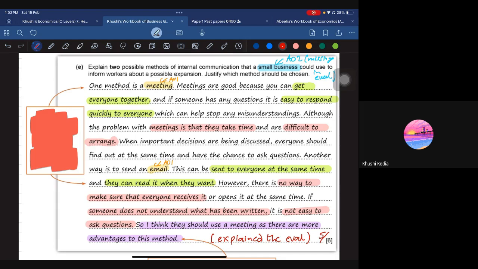So there he might be giving him a mark here, isn't it? 1 mark for the knowledge and 1 mark for writing this analysis. Yes, sir, right? They get everyone together, and if someone has any question, it is easier to respond. So there he should get the 2 marks.